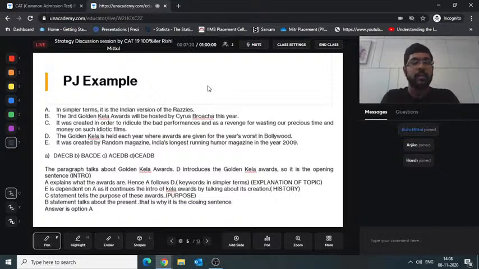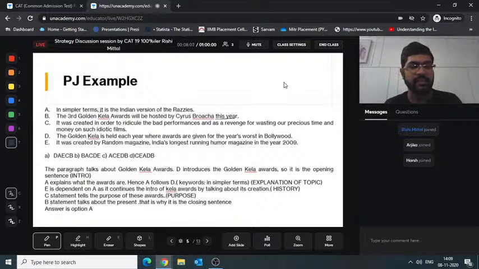As simple as that. The A sentence is, in simpler terms, it is the Indian version of Razzies. I see the word it being used here. So that's a pronoun. That's definitely not an opening sentence. The third Golden Kela Awards will be hosted by Cyrus Brocha this year. This has no pronouns, so this can be an opening sentence or a closing sentence. I know that this year has been mentioned here, so maybe there's some chronology in the next sentences. So maybe I can set the sentences in terms of chronology of time, right?